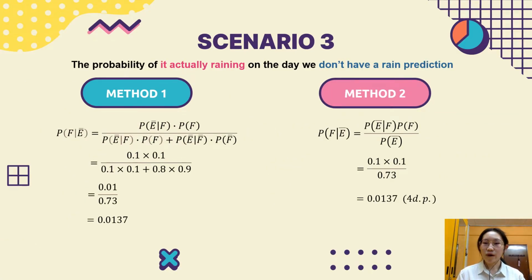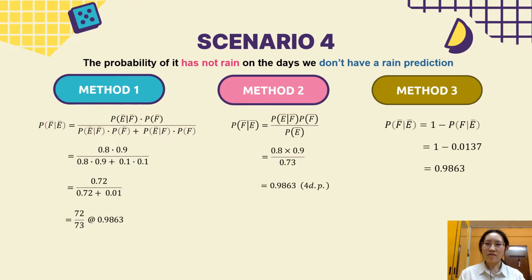Next, for the third scenario, we will calculate the probability of it actually raining on the day we don't have a rain prediction. As shown above, the likelihood of it raining on the day we don't have a rain forecast is 0.0137. And lastly, we will calculate the probability of it not raining on the days we don't have a rain prediction for the last scenario. We can obtain 0.9863 as the likelihood of no rain falling on a day when there is no rain forecast.